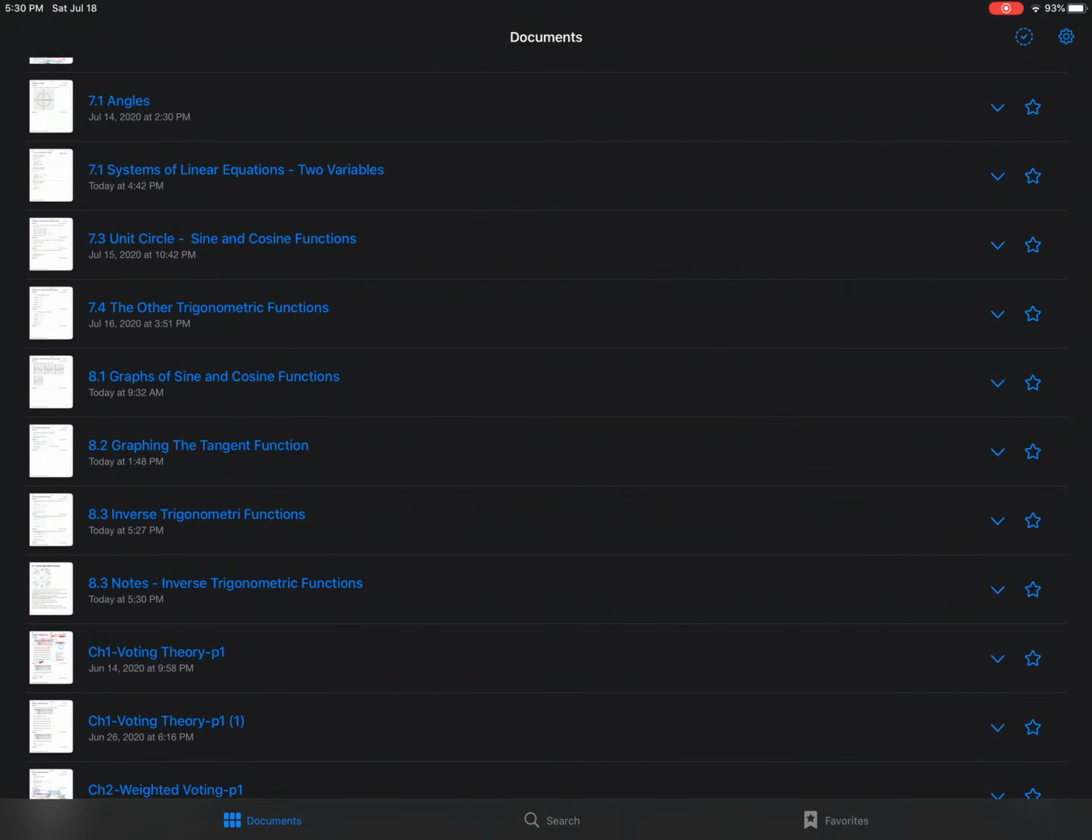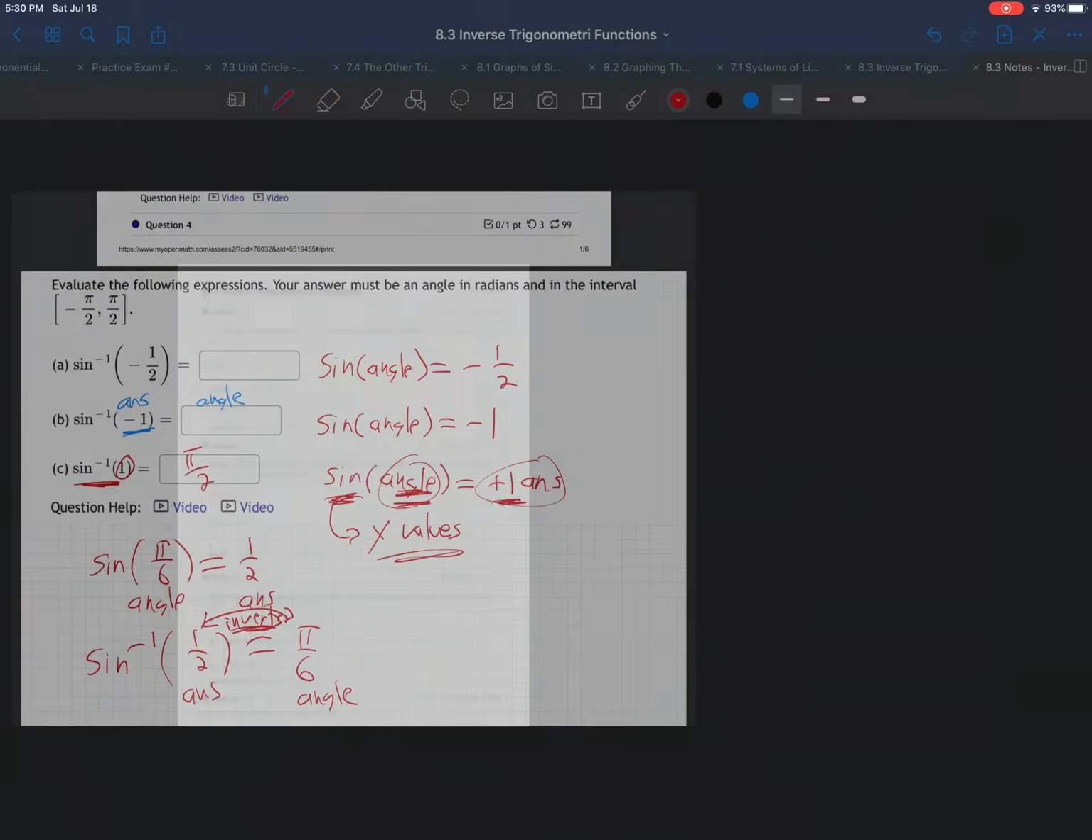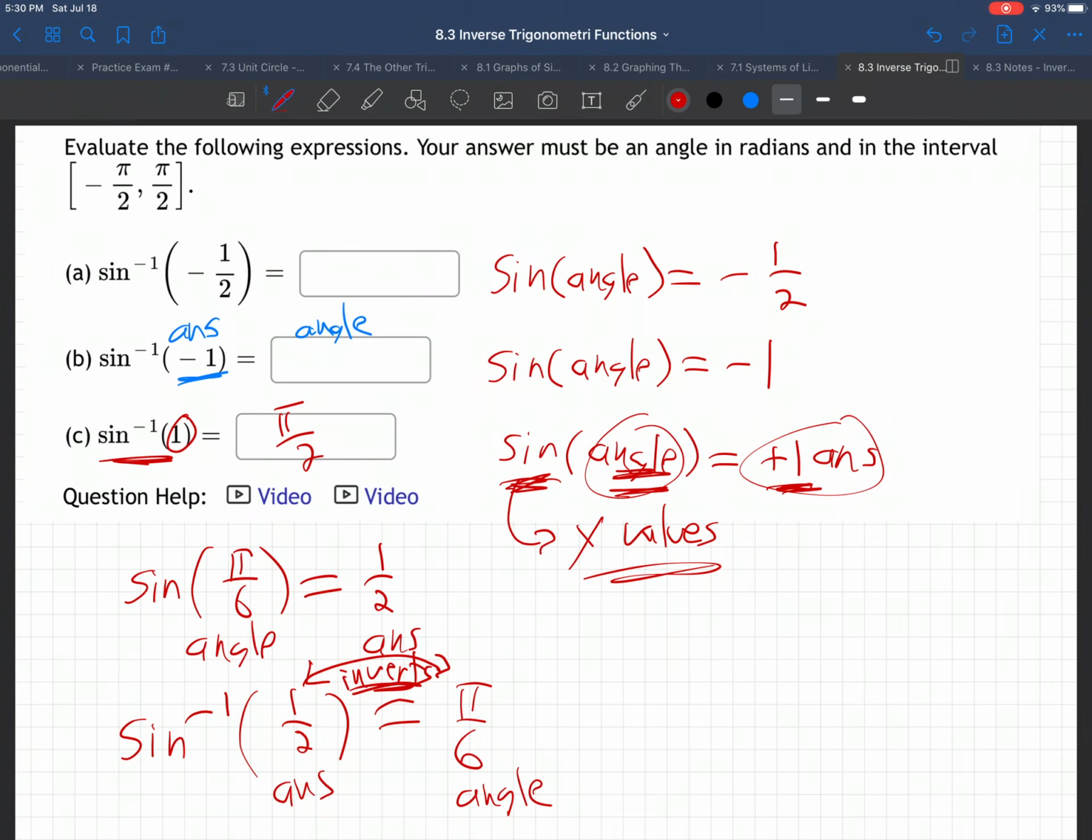Okay, so let's get back to it. Where were we? We were here. And so that means negative 1, that was at negative pi over 2. That's the angle. And finally, last one, answer negative a half. What's the angle whose sine has an answer of negative a half? Let's go look for the answer negative a half.